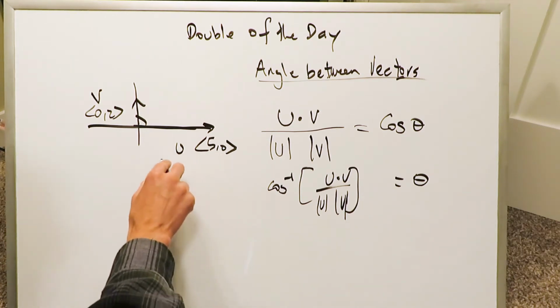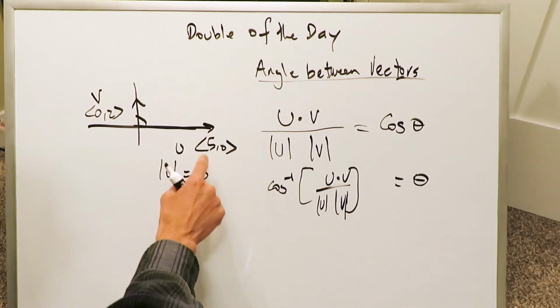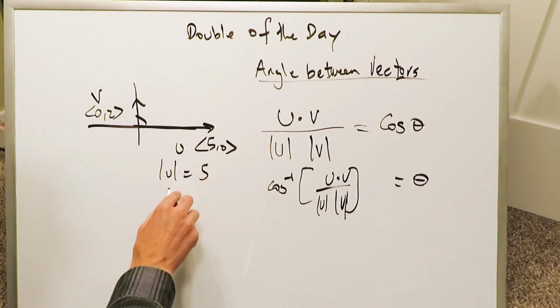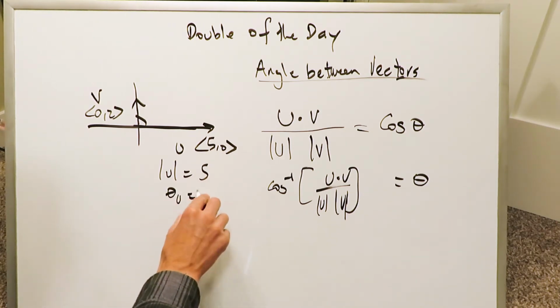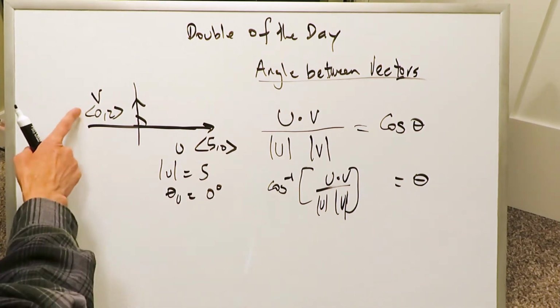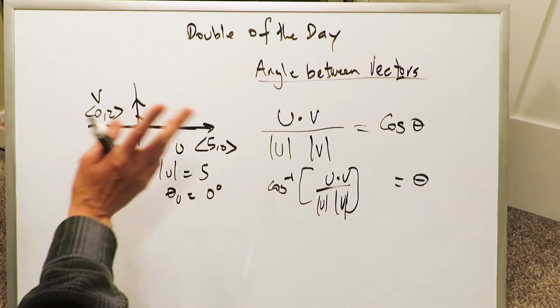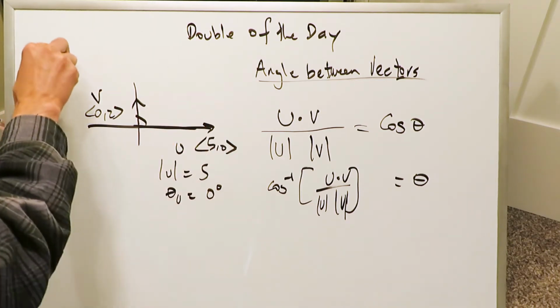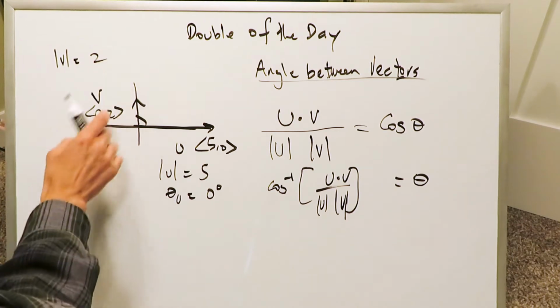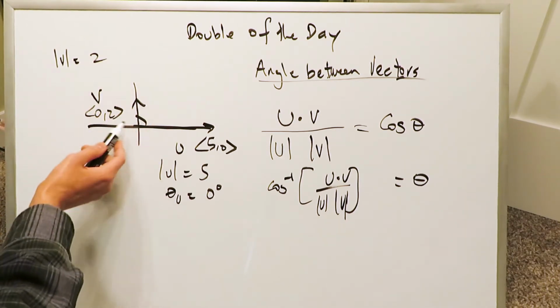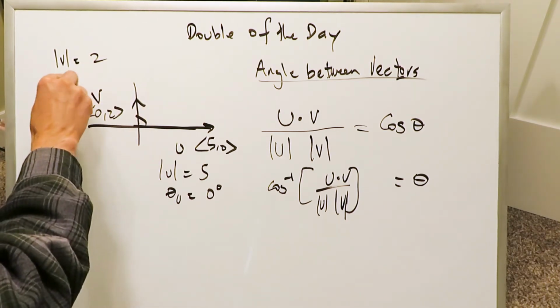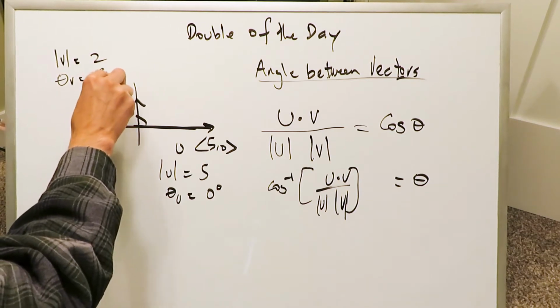Right here, looking at the magnitude of u, you know it's going to be the square root of 5 squared plus 0 squared. You know the angle of u is going to be what? It's going to be 0 degrees. You don't even need to determine this angle anyhow. Look right here, the v vector has magnitude of the square root of 0 squared plus 2 squared, which is 2. The angle of v is what?